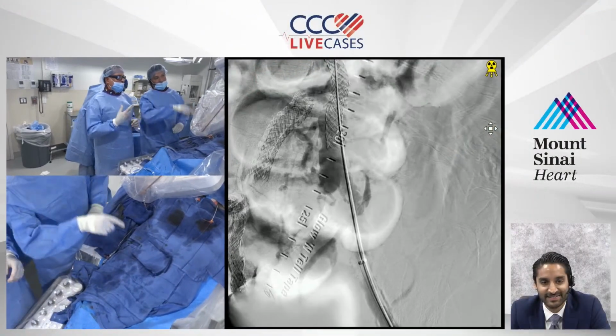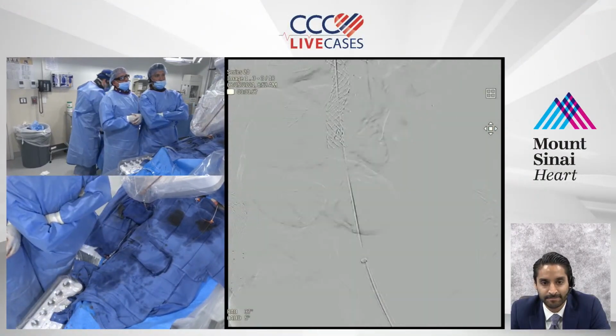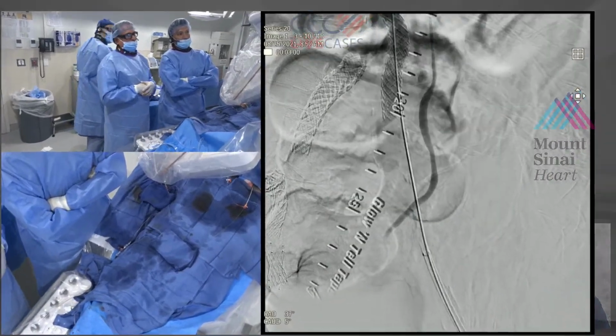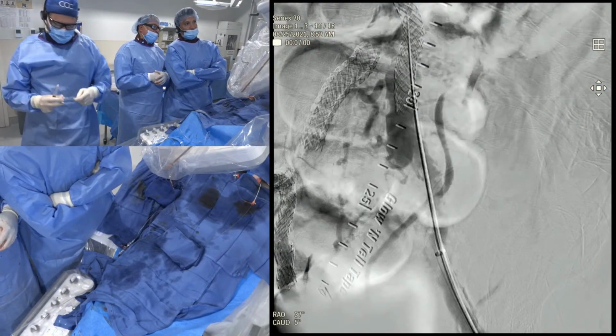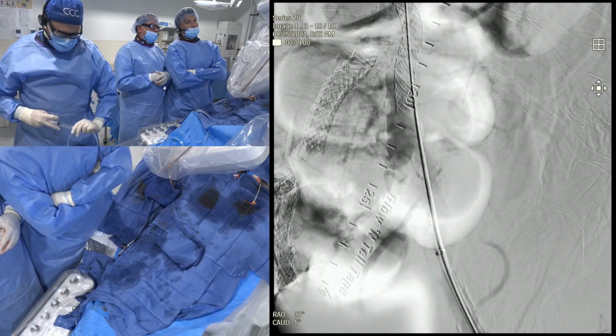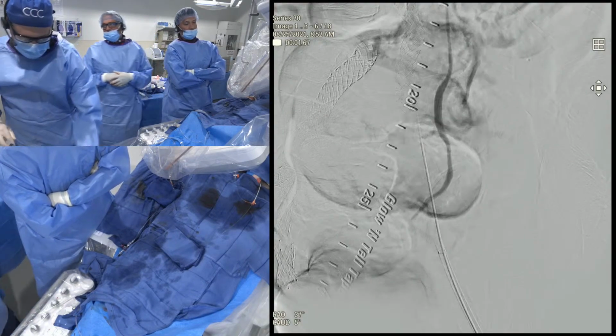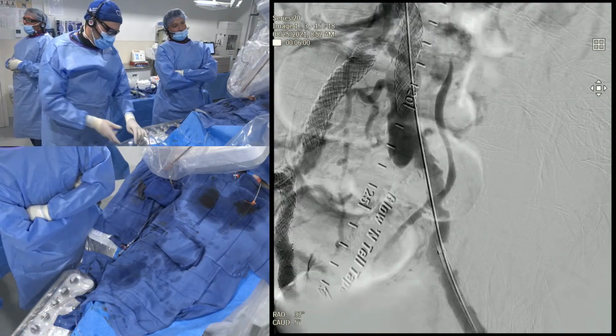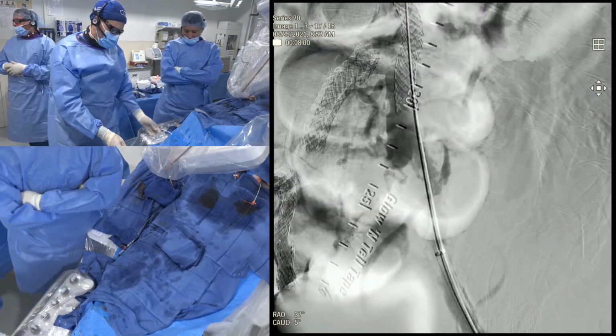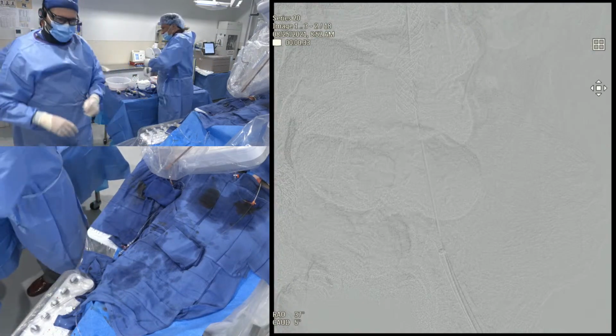Now do you see the mismatch, guys? Yeah. This is what I'm talking about. So this is the problem. So now you need to take care of this. So give me a 10-0 or 11-0 balloon. So we need to get this because now this is a likely area for clot or some sort of issue going on. So we're going to go ahead with an 11-0 balloon, tack this up.